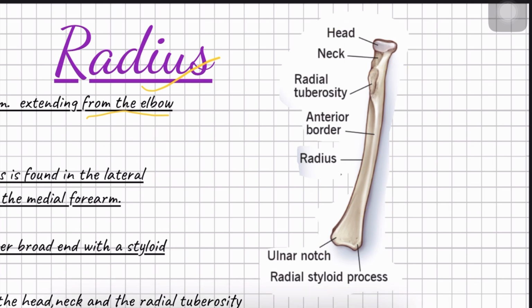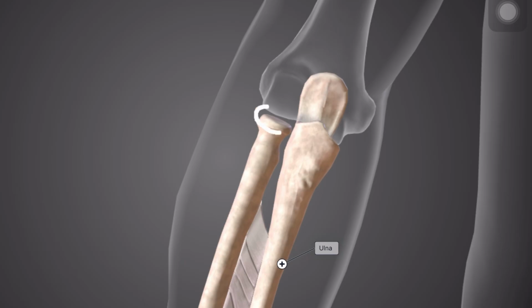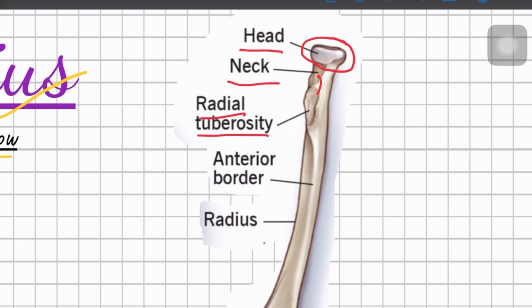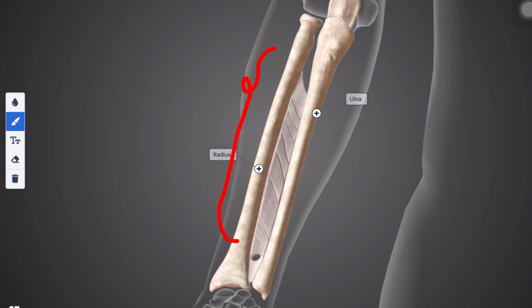and a shaft. Now talking about the upper end, it comprises the head, neck, and the radial tuberosity. The head is disc-shaped and articulates with the capitulum of the humerus to make the elbow joint, and also with the proximal ulna. The radial tuberosity lies just below the medial part of the neck.